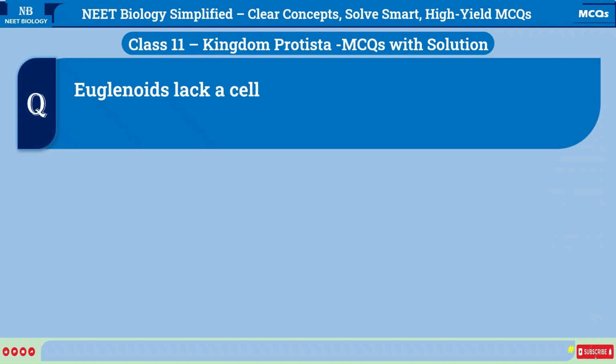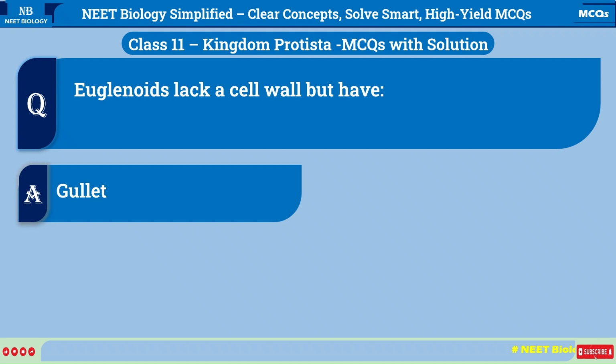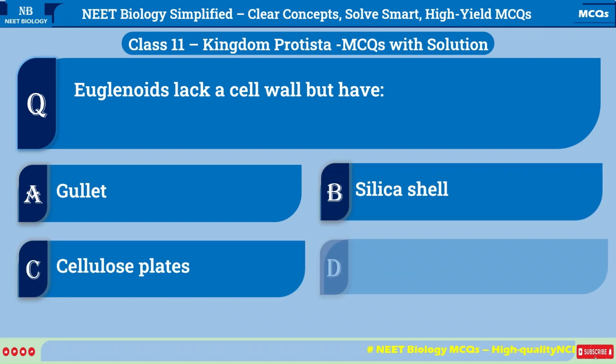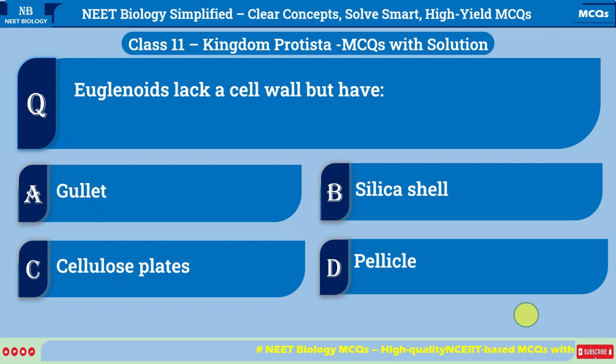Euglenoids lack a cell wall but have A. Gullet. B. Silica shell. C. Cellulose plates. D. Pellicle.